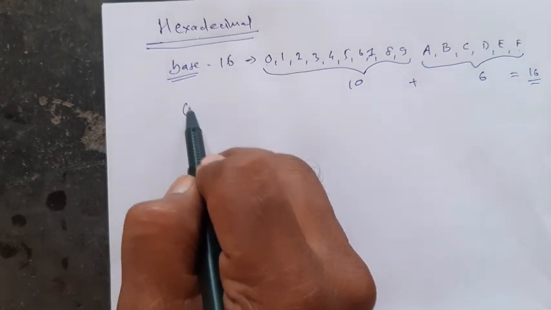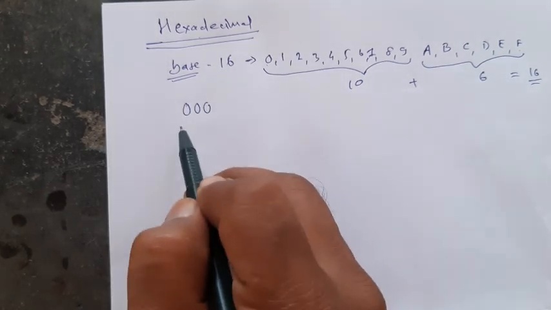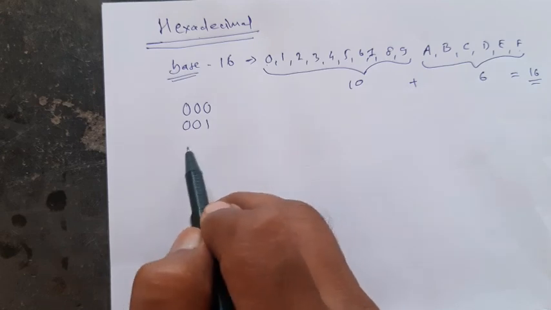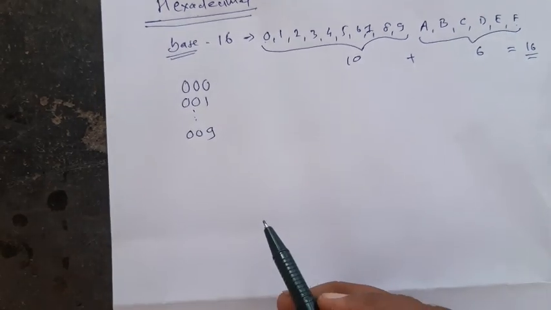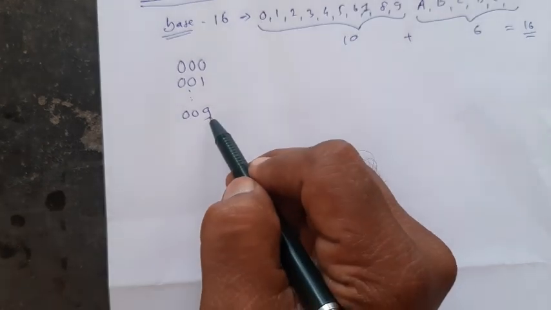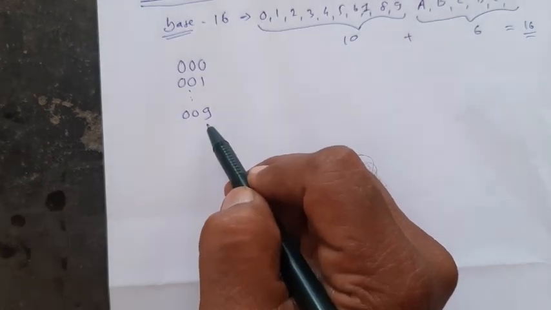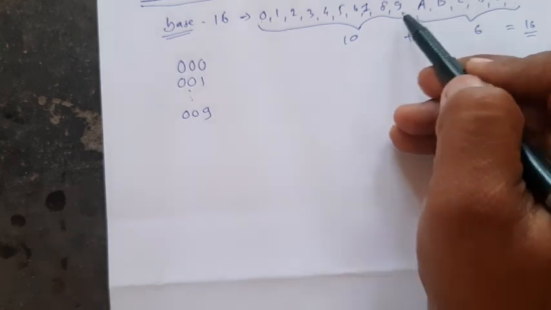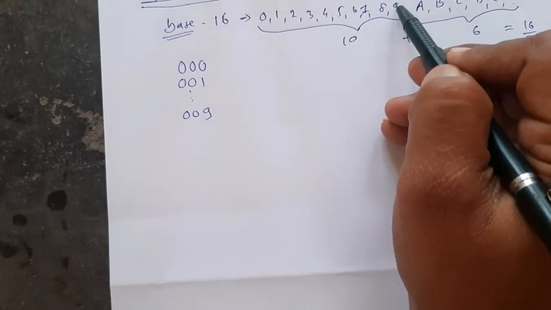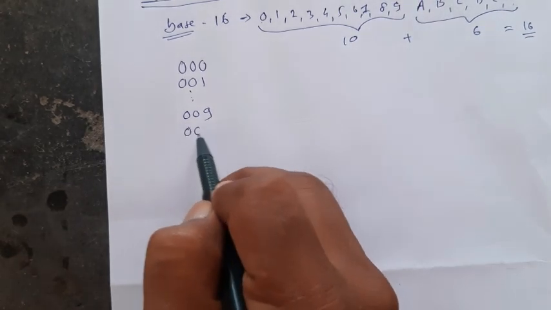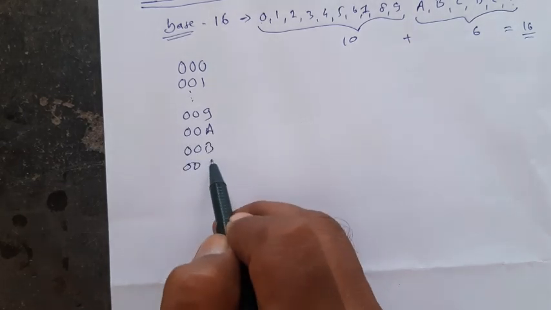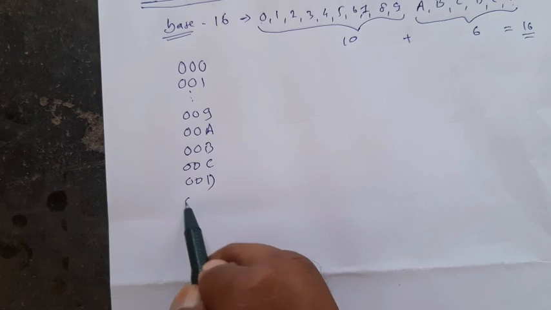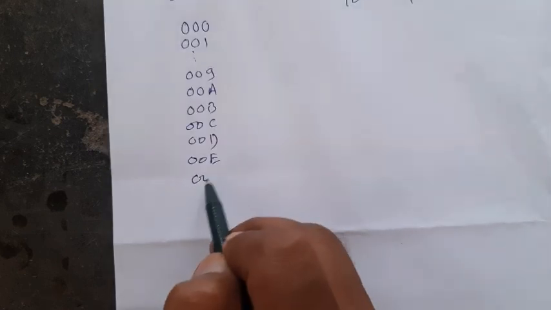Now I can write in short 000, then it will be 001, but it will continue up to 009. But is it possible to increase 9 by 1? Yes, in the hexadecimal number system it is possible, because after 9 there is a possibility of A, and hence it will continue up to F: 00A, 00B, 00C, 00D, 00E and 00F.